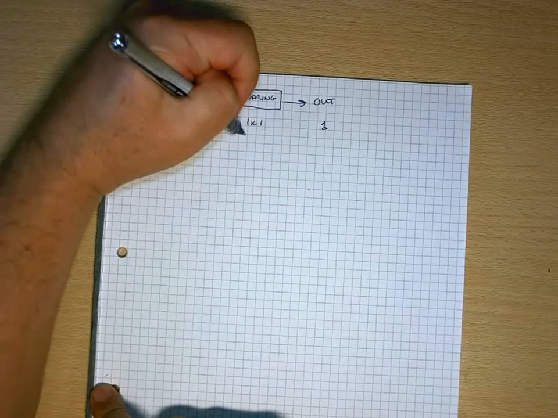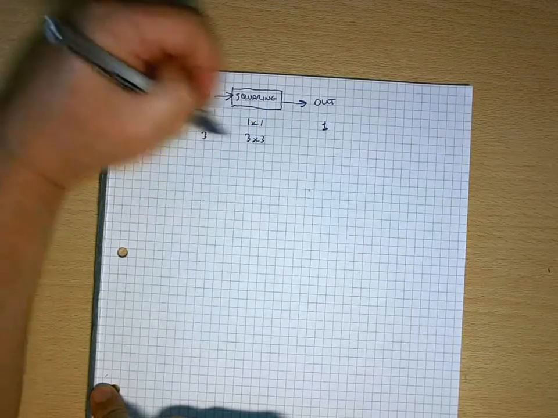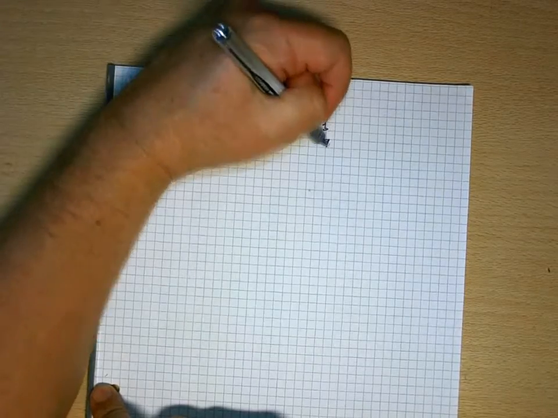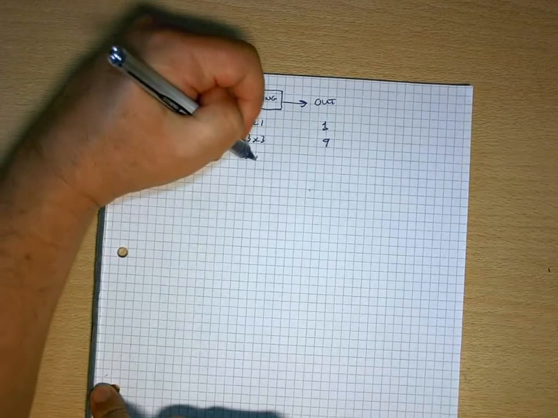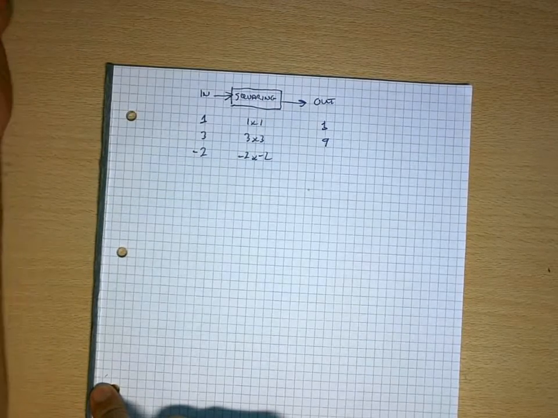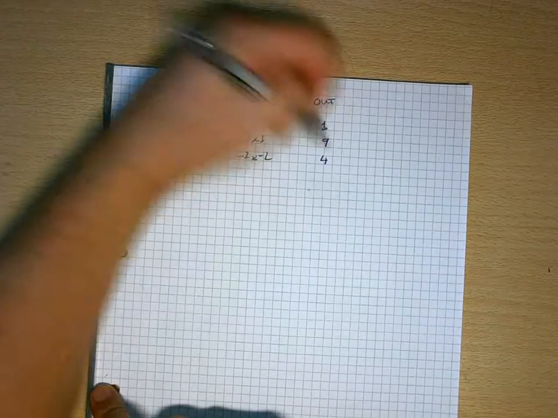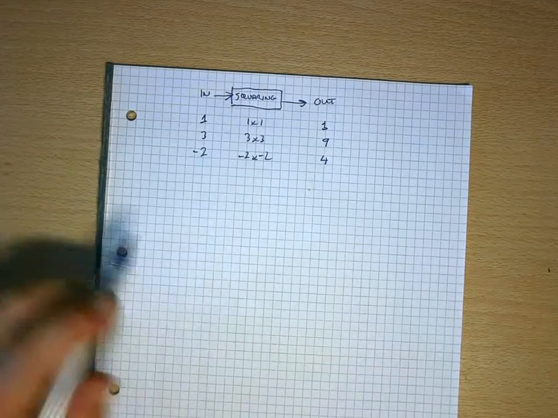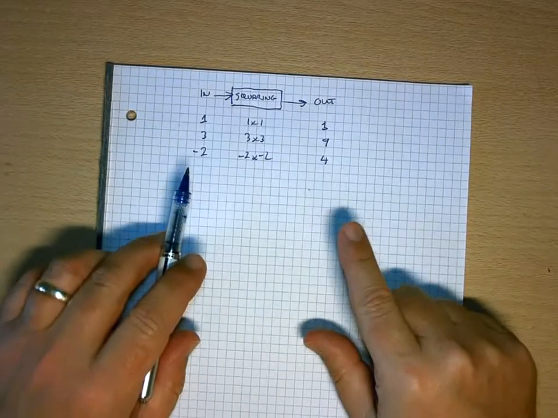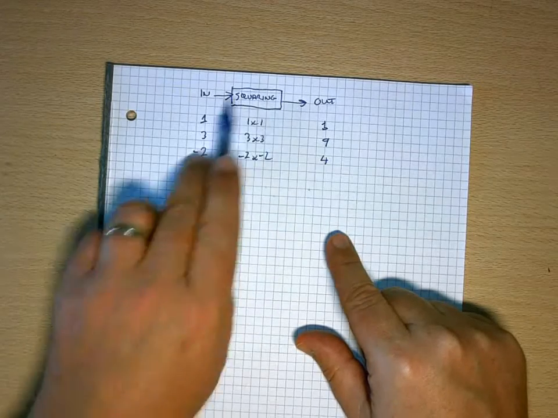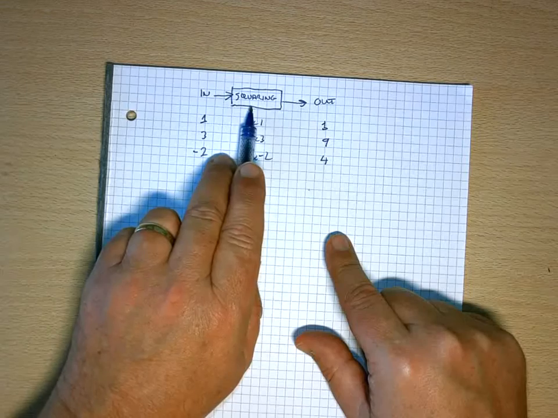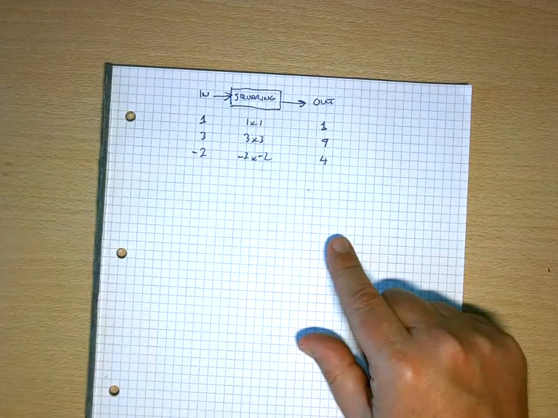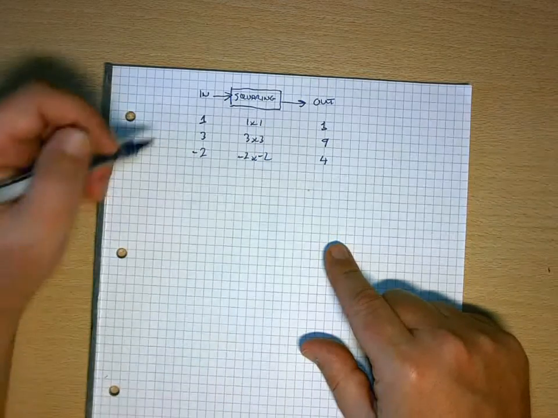If you put the number 3 in there, 3 times 3 would be what the machine did, 9 would come out. If you put negative 2 in, negative 2 times negative 2 is what the machine would do, and out would come the number 4, and so on. So that is a function. It's a piece of maths that is taking an input, doing some maths to it, and generating an output.